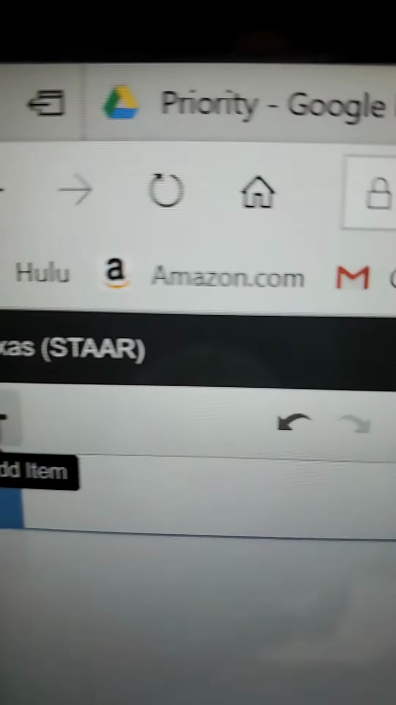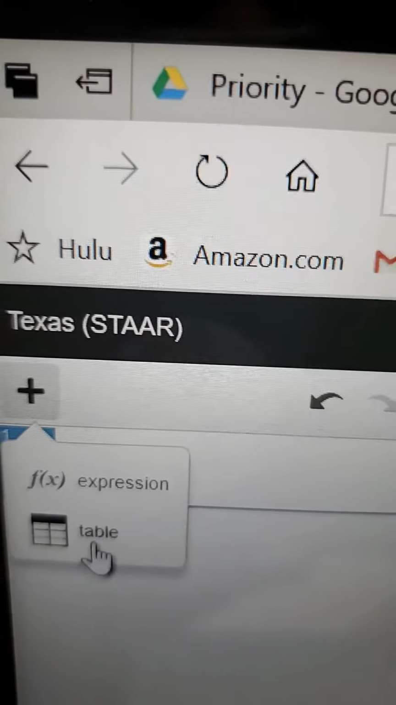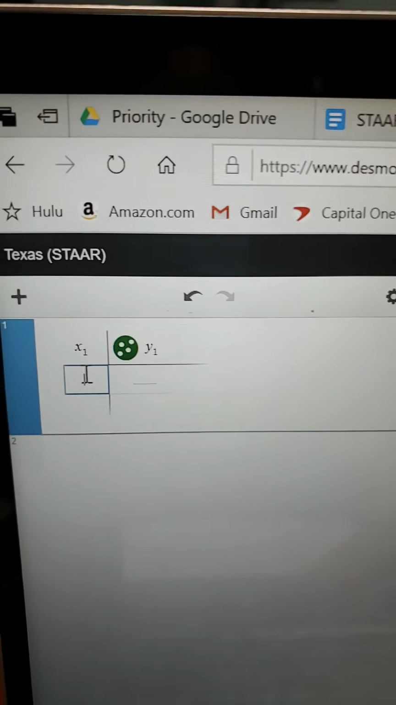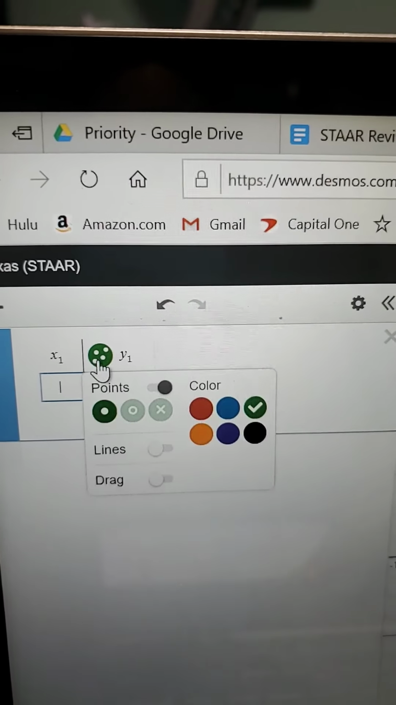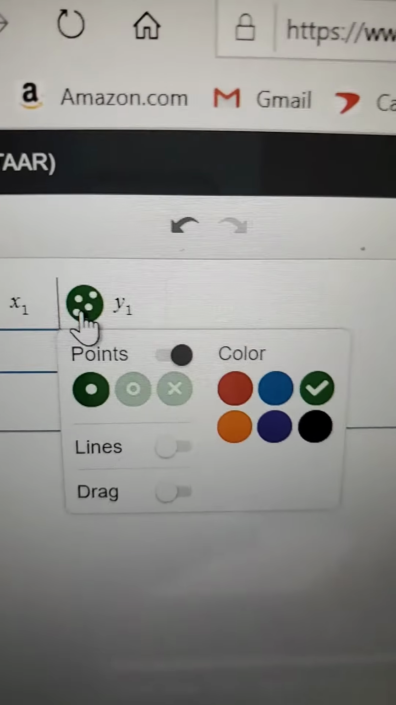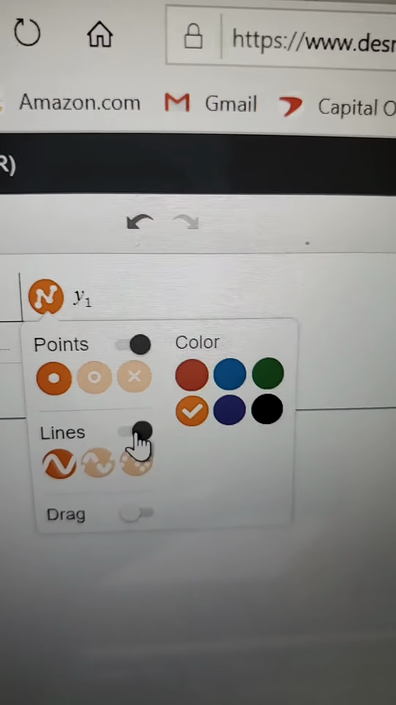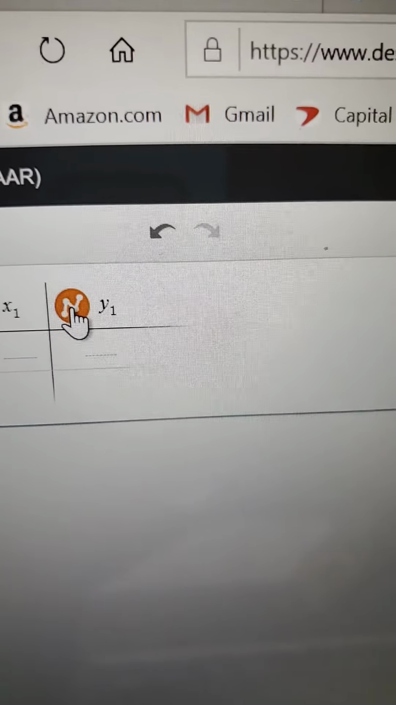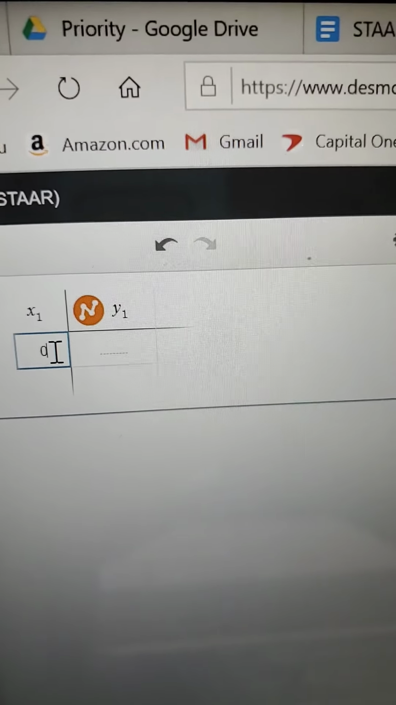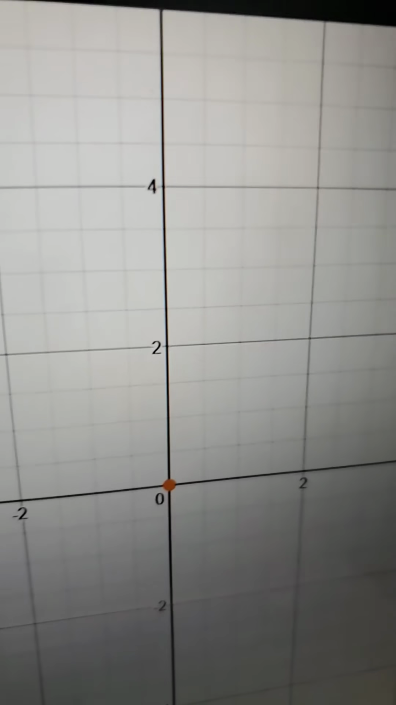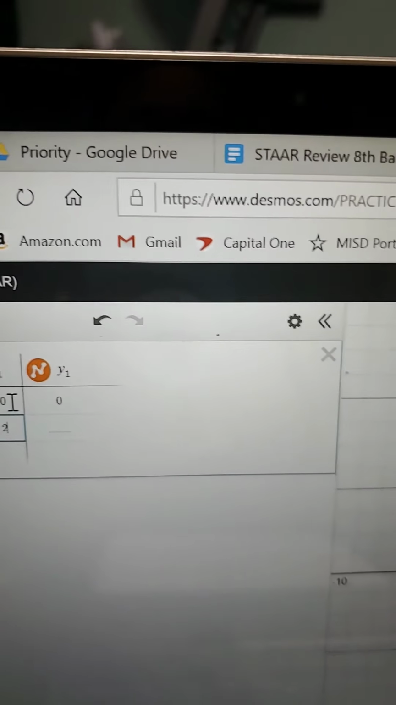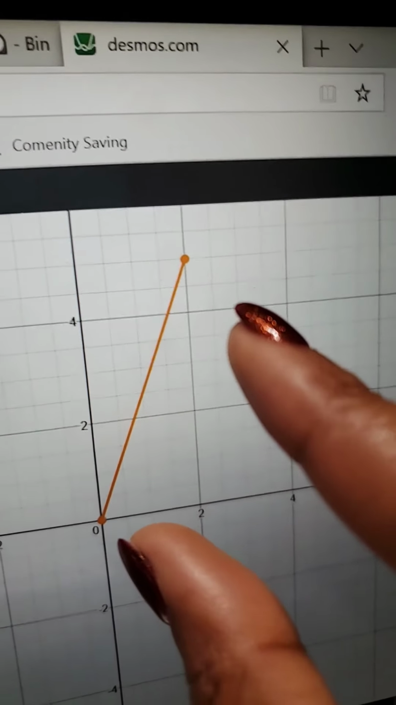All right, in order to plug these points in, you need to click the plus sign to add an item and add a table. In your table, remember, if you would like to change the color, you simply hold down the colored circle. Miss Calco likes orange because it's bright, and I like lines, okay? To get out of it, I can click the circle again. Add my points, 0, 0. Notice it plotted that point. Go down, add my second point, 2, 5. Notice it plotted the second point and drew a line.